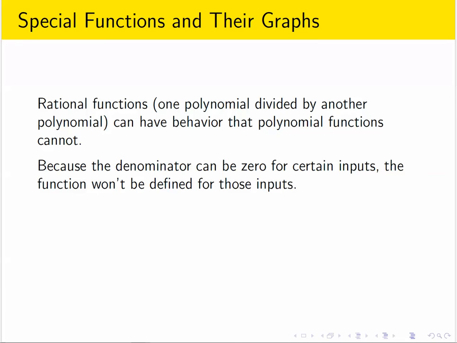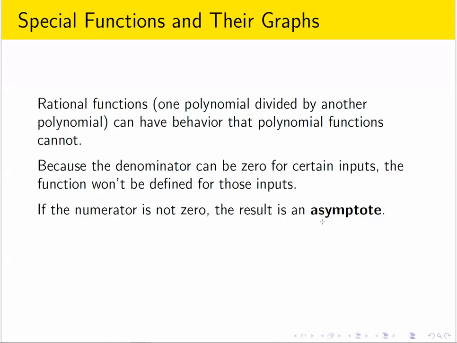The denominator of a rational function might be 0 for certain inputs. Now remember, you're never allowed to divide by 0. So that means anything that would make the denominator 0 cannot be plugged into this function. The function will not be defined for inputs that make the denominator 0. However, we don't just stop there by saying we can't plug that number in. We can still talk about the behavior near that point.